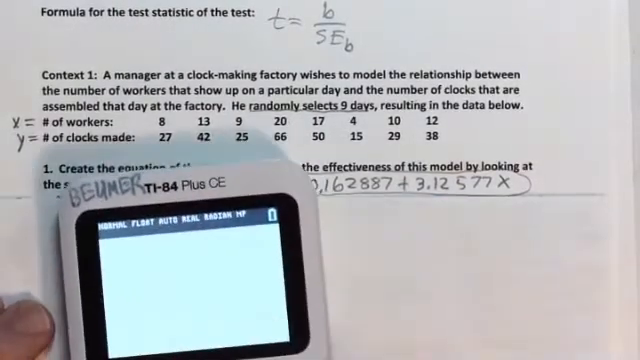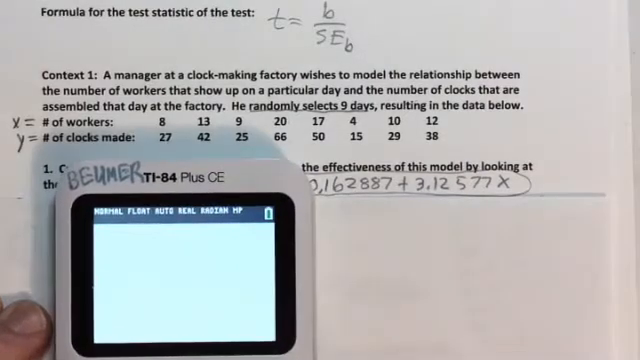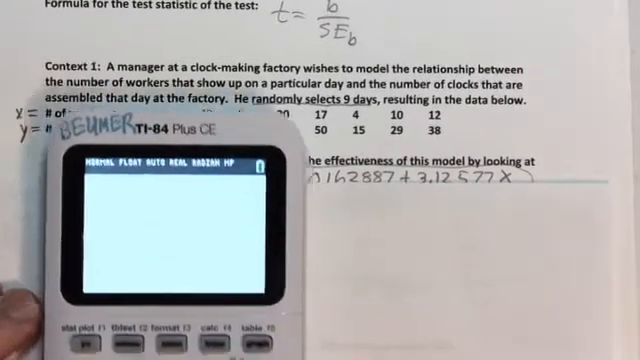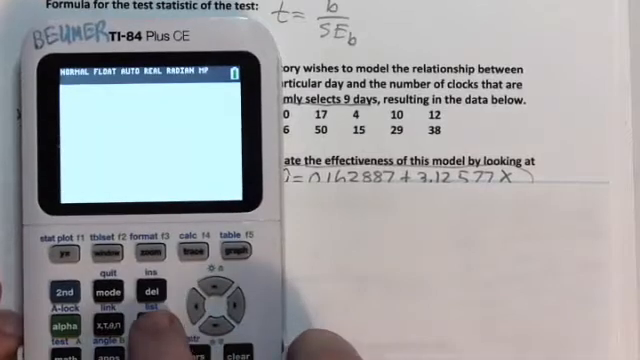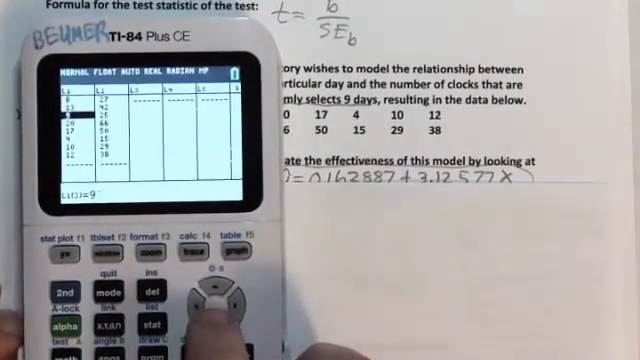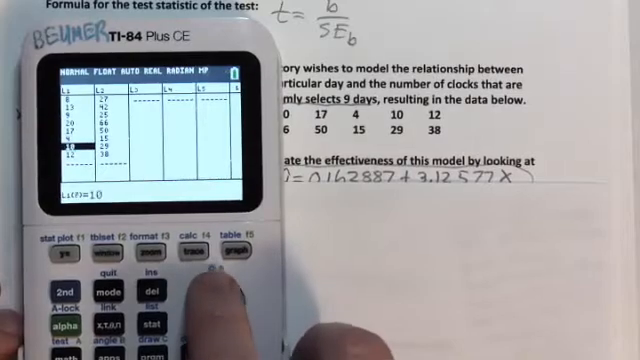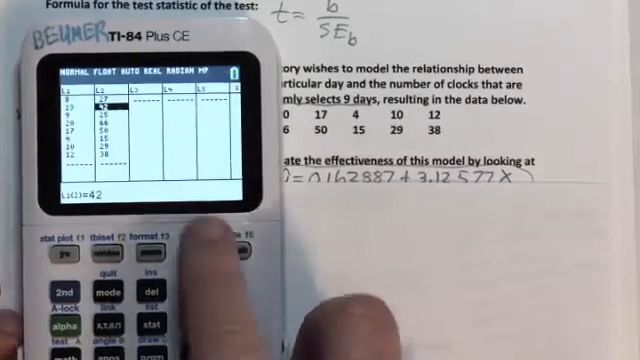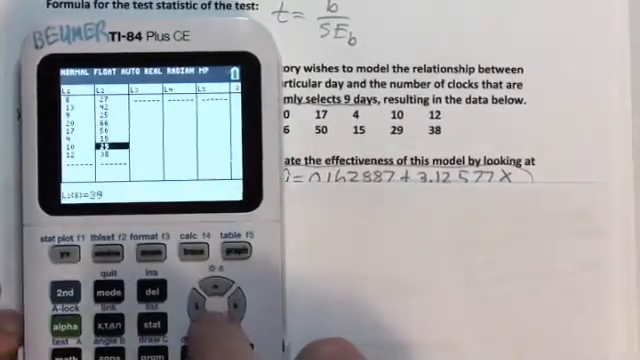So what we would do is enter this data into list 1 and list 2. You take your calculator and hit the stat button. So you go stat, and you go edit. In list 1, I put all my explanatory variable, which is the number of workers that show up. And in list 2, I put the response variable, the number of clocks made.